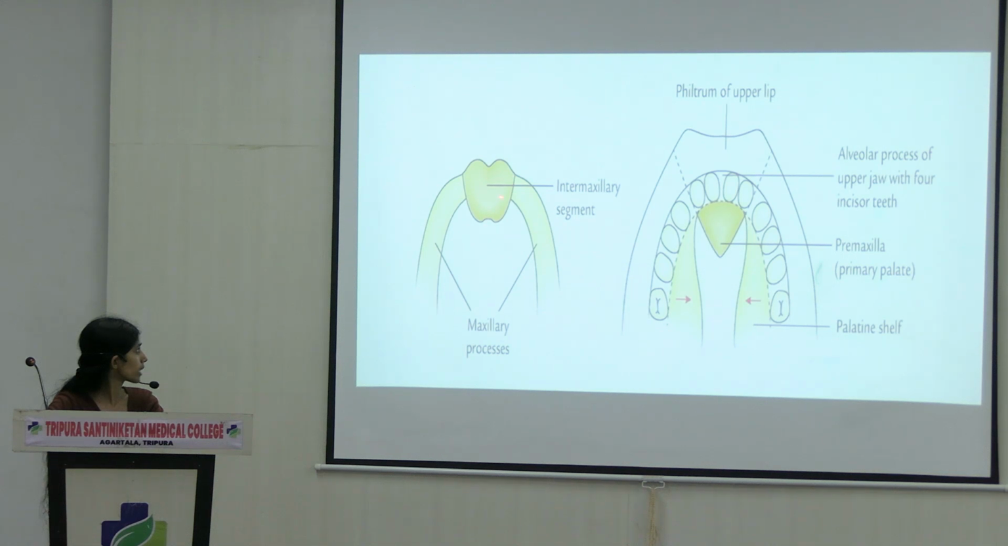This is the intermaxillary segment, that is nothing but the fused part of your two medial nasal processes. On either side we have the maxillary process. From that intermaxillary segment, this is the anterior aspect and this is the posterior aspect. On the posterior aspect you can see the primary palate, which is also called the premaxilla because it holds your 4 incisor teeth in this region.